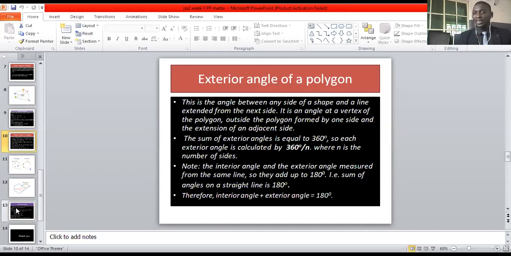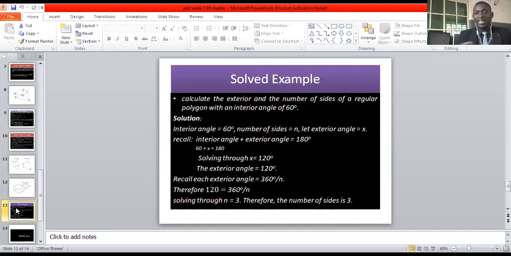So now that you have the interior angle, what do you need to do? Just say 60 plus x, where x represents the exterior angle, equals to 180. If you are going to solve, make x the subject of the formula. You take 60 to the other side, makes it minus. You have 180 minus 60, gives you 120. What is your exterior angle? Your exterior angle gives you 120. That is as simple as that.